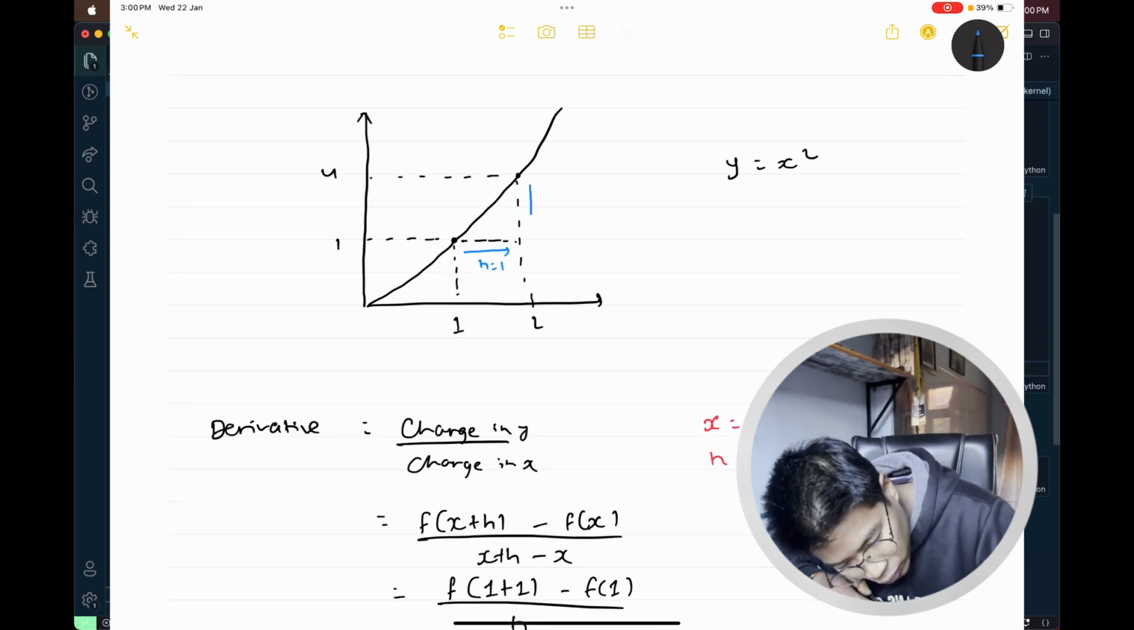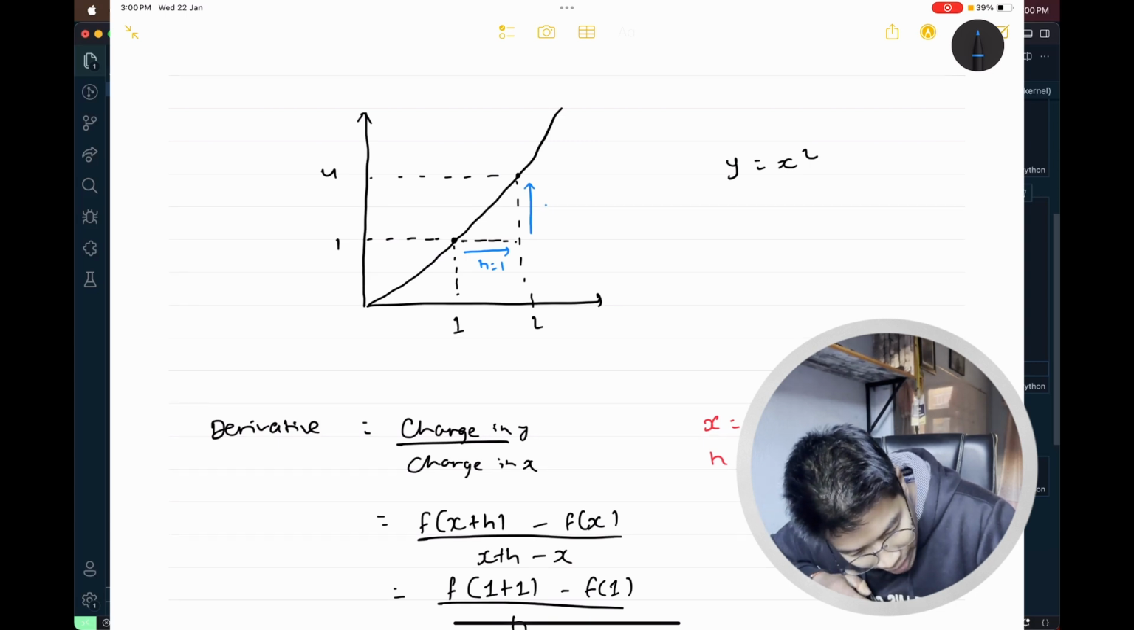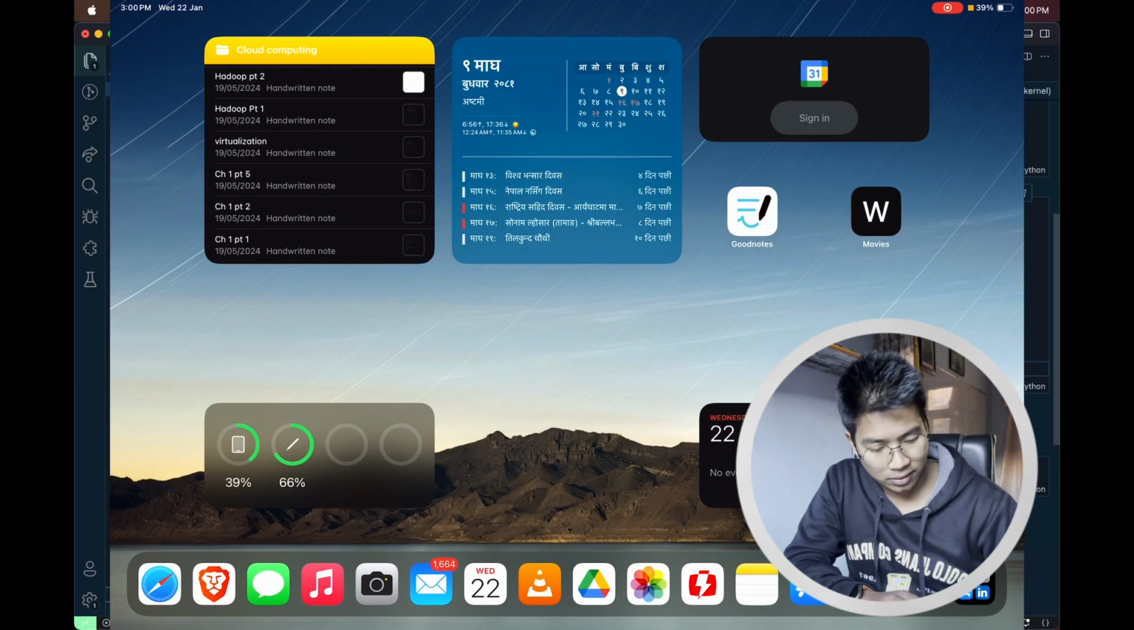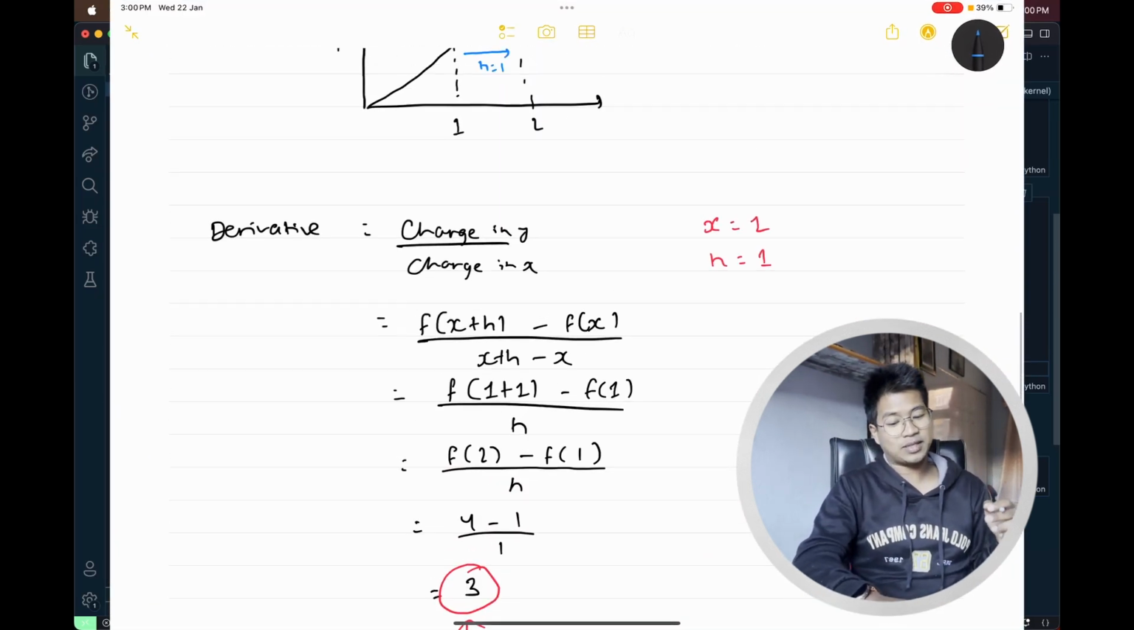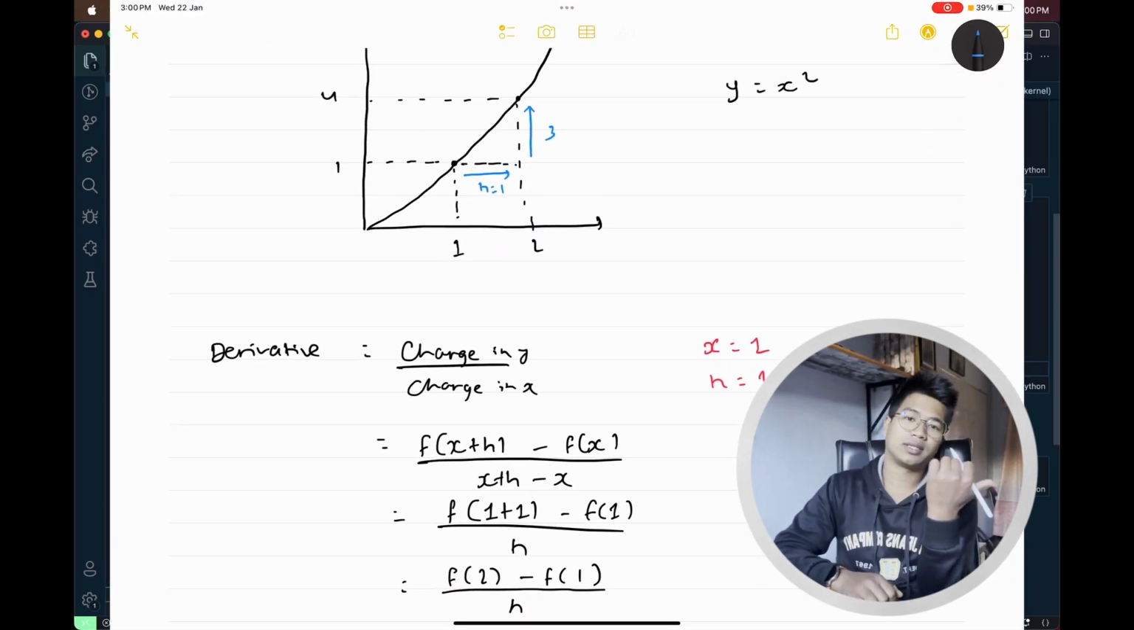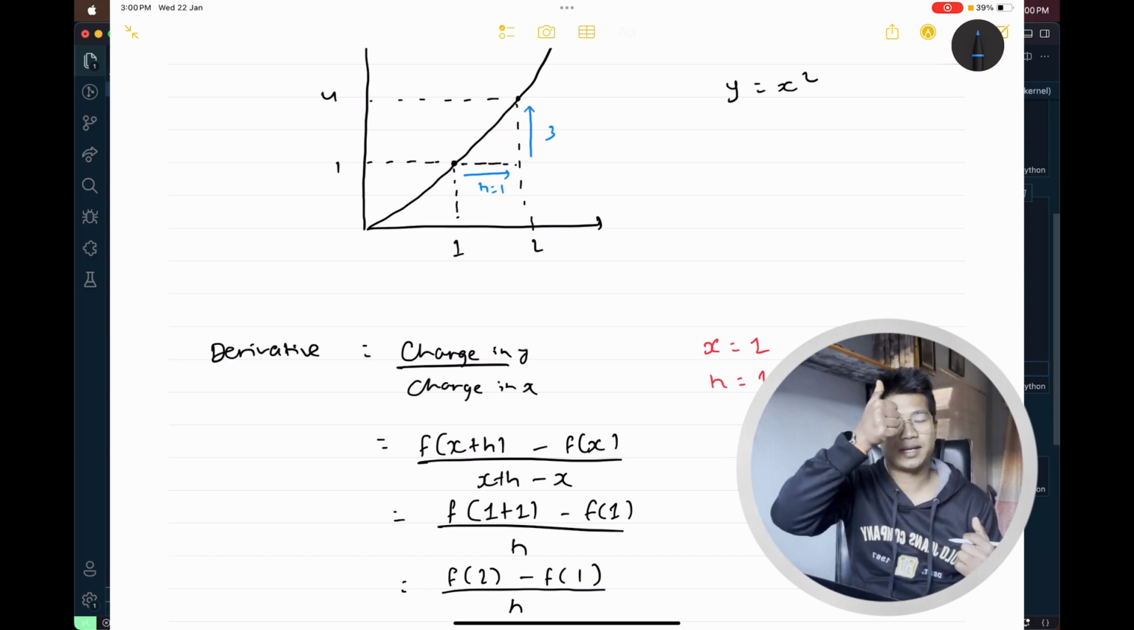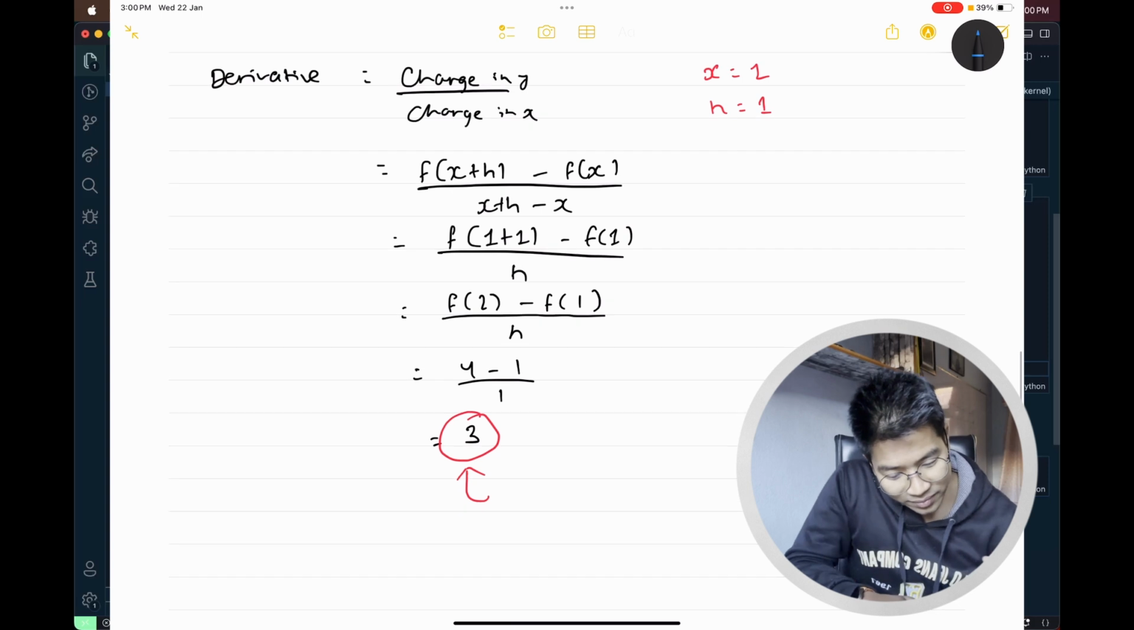What is happening to my y? Okay, my y is increasing by 3. That's what that 3 is really for. So that 3 tells me that if I go 1 unit to the right in the x direction, then I go 3 units up in the y direction.